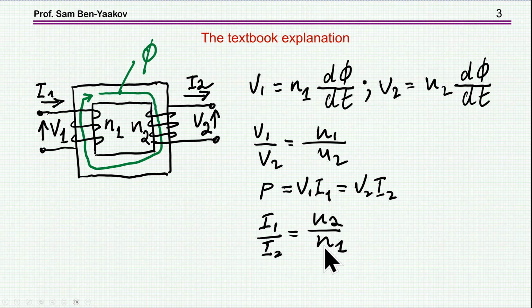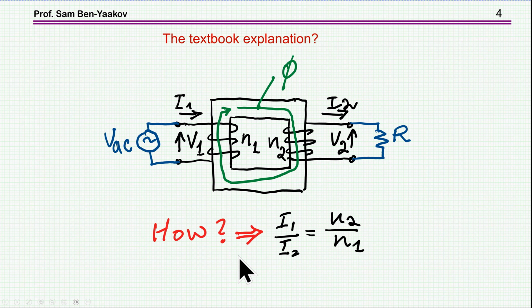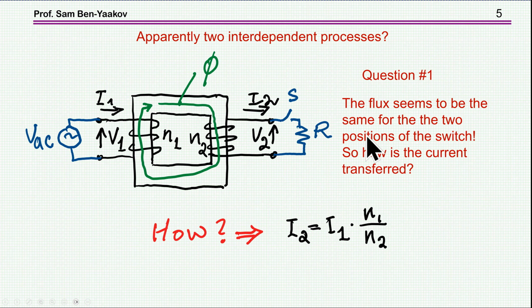So this is a very typical explanation. But this does not explain how really this ratio I1 to I2 is equal to N2 over N1. Obviously the transformer is not measuring power, it's not equating power, so how come that for the voltage we understand very well what is happening, we have a common flux here, but what about the current? Now there are some questions here.